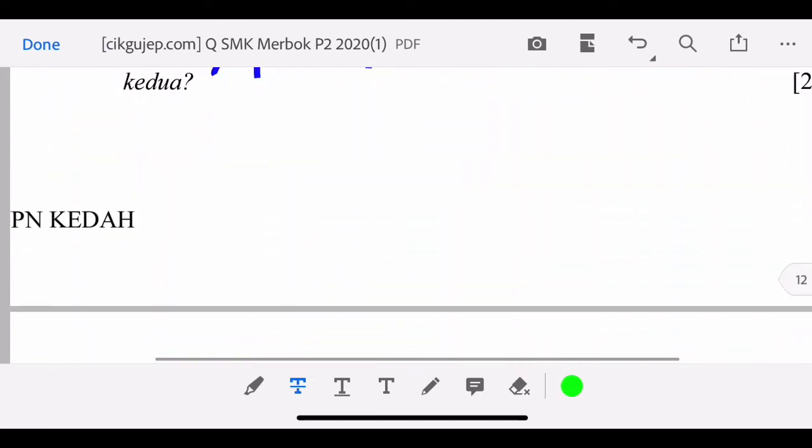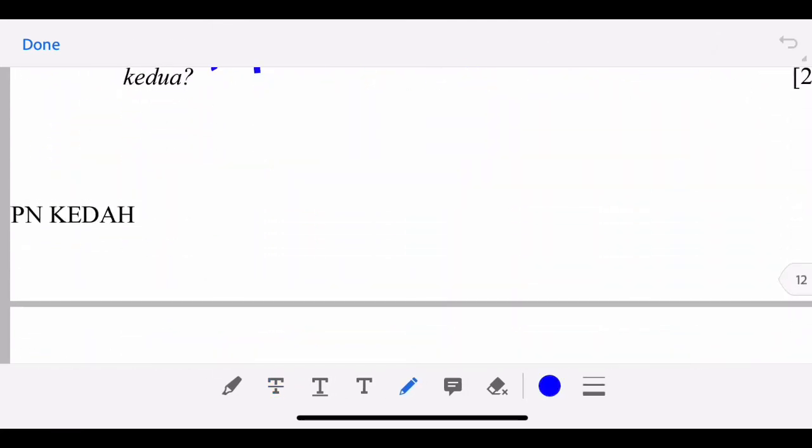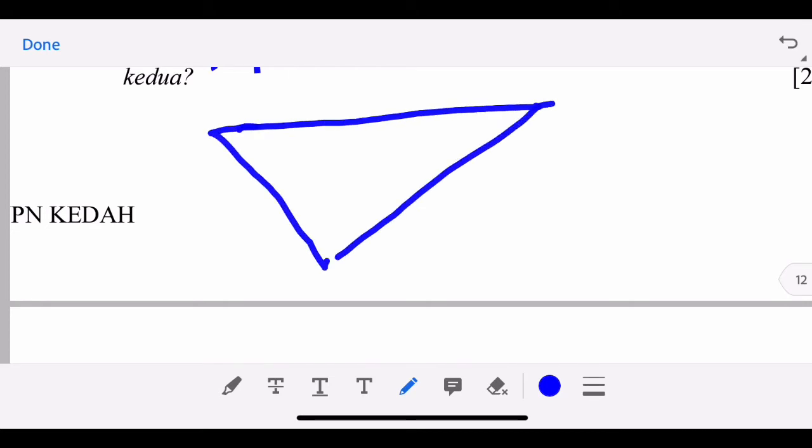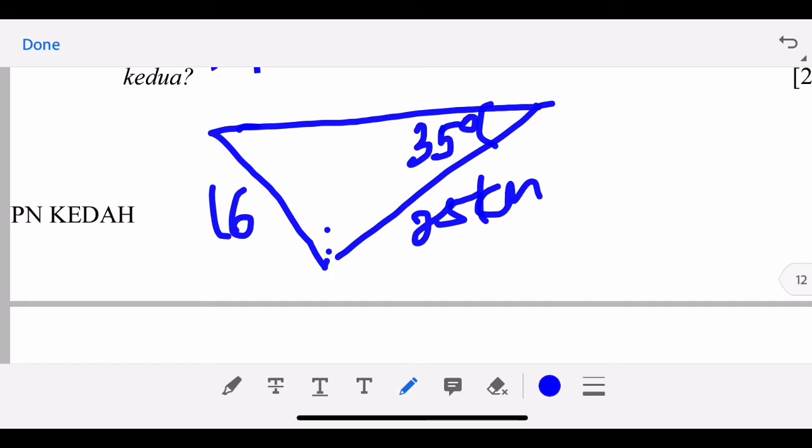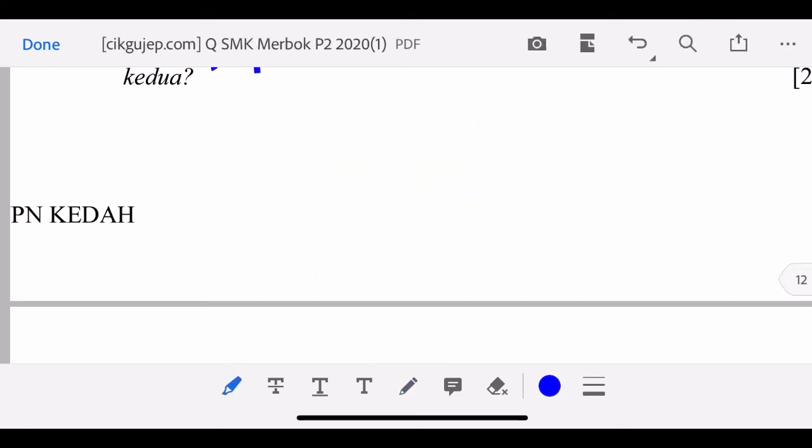Let me draw out. Okay, so now let's see. You are having a problem like this. You have the triangle. Alright, so now this is 35, isn't it? This is 25, right? This is 16, right? So isosceles. So this is an ambiguous case, right? Okay, now we have to find this angle. Then only we can find the bearing.